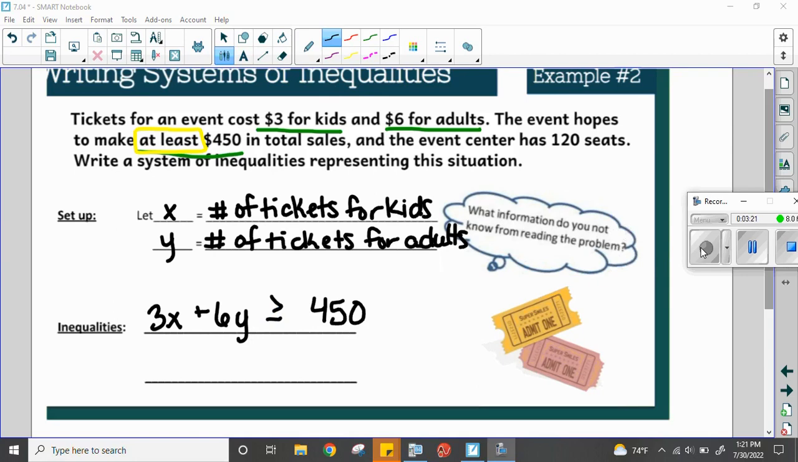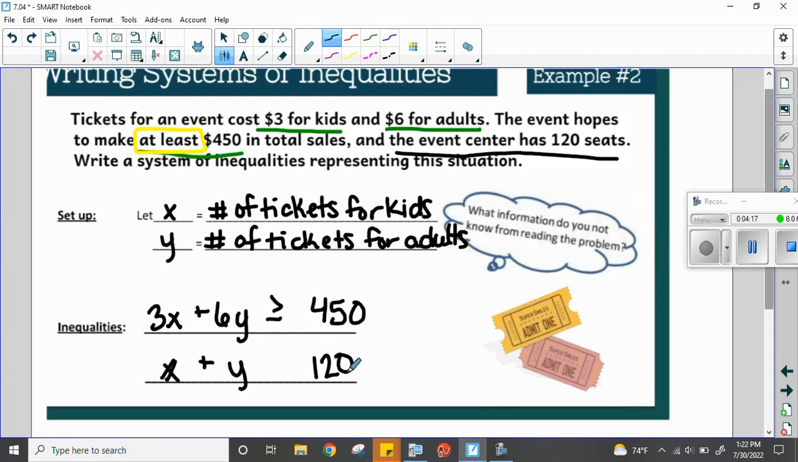The next inequality might not be as easy to read in the problem. It comes from this piece of information right here that says the event center has 120 seats. So that means all of the seats for the kids plus all of the seats for adults has to be 120 seats. Now let's think about that.